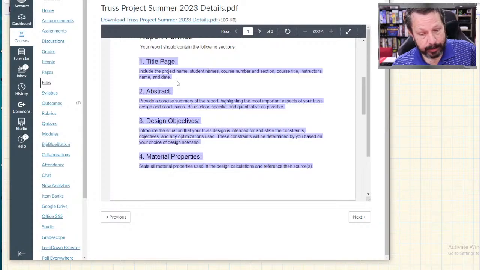Make sure that every student's name who's on the team, or who wants to get credit for that, is on the title page, because that's how I'll award credit. Only one person per team needs to upload the report. You don't have to each upload one. Just make sure everybody's name is on the one that you do upload.